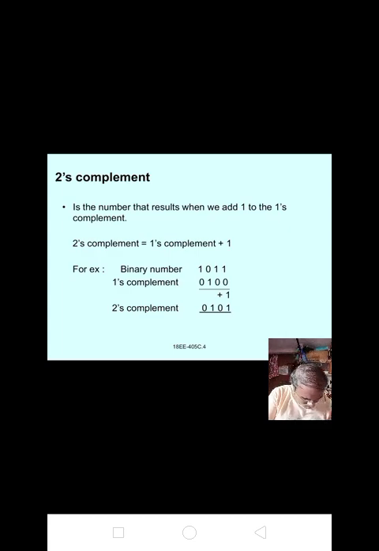Now 2's complement. You want to add 1. 0 plus 1 is 1. Here 0 1 0 1. 2's complement is 0 1 0 1. Simple. Okay, did you understand it? So, one second, check it. If you have any doubt, you can ask me.